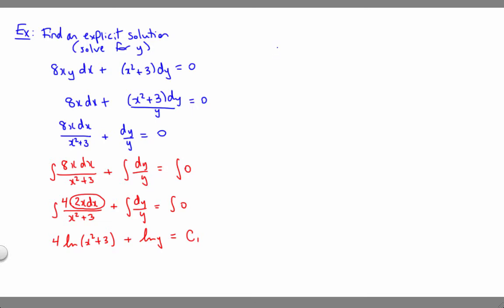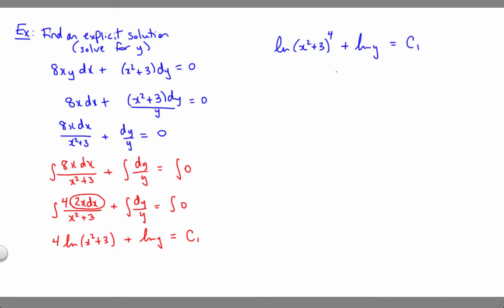So first thing let's use the power rule for ln on that first term there. The 4 is going to come from in front of the ln, and it's going to become an exponent on the x squared plus 3. So we've now got ln of (x squared plus 3) raised to the 4th power plus ln y equals c1.